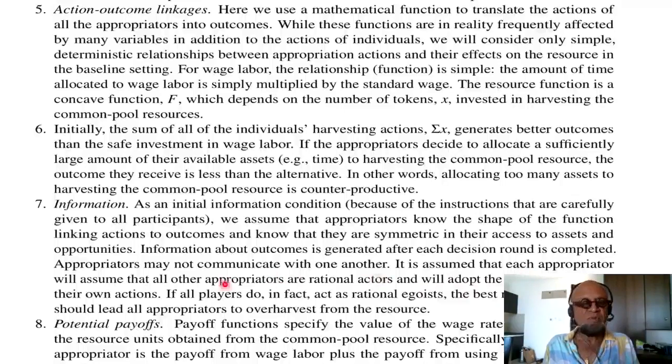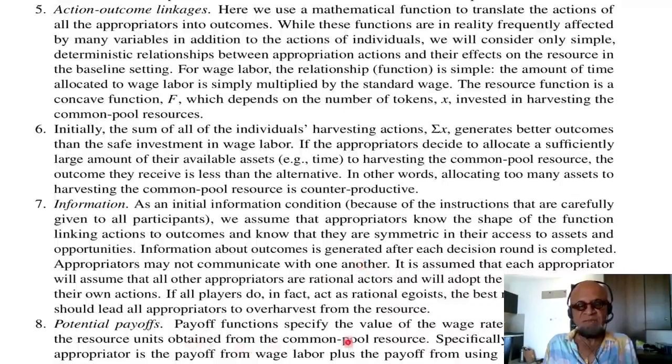It's assumed that each appropriator will assume that all other appropriators are rational actors and will adopt the best response as their own actions. If all players do in fact act as rational egoists, the best response functions should lead all appropriators to over-harvest from the resource. So everybody will maximize their self-interest and you end up with a tragedy of the commons. The idea of preventing communication at this stage is to make sure that no side deals or side payoffs are made to buy somebody else's quota of harvesting and so on, which spoils your basic premise of the experiment.